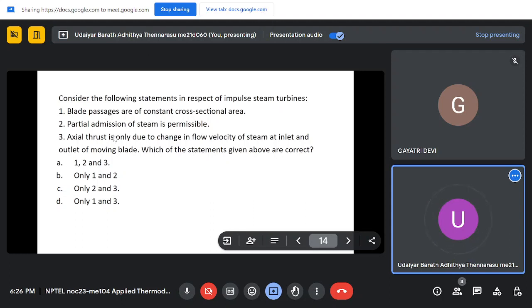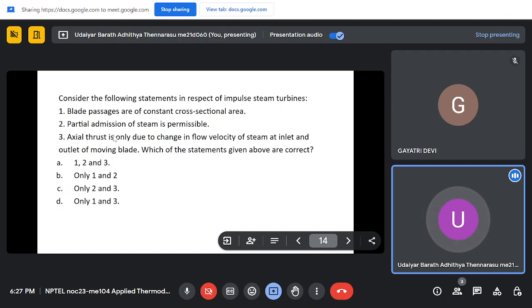So the next question is, we have statements regarding the impulse steam turbine. We have 3 statements given, and the first statement is blade passages are of constant cross sectional area. Second is partial admission of steam is permissible. And 3 is axial thrust is only due to change in flow velocity of steam at inlet and outlet of moving blade. So which of the statements given above are correct?